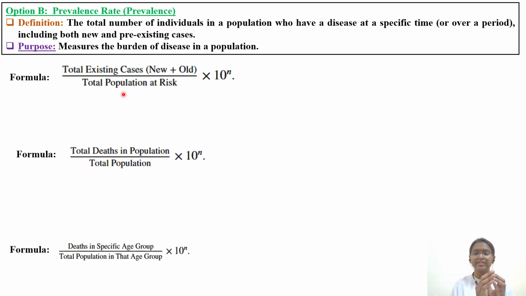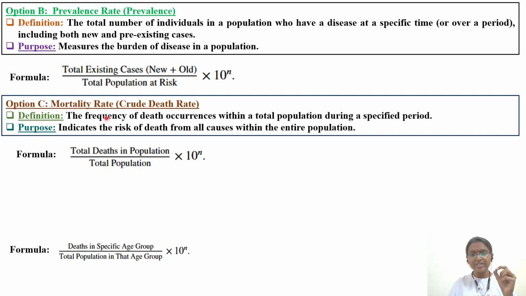For example, we are taking only India. So for the last 10 years, whatever the cases were there, and now what the cases are in the Indian population, like that. You have to remember the example like that. Next, we will see what is mortality rate. That is crude death rate.